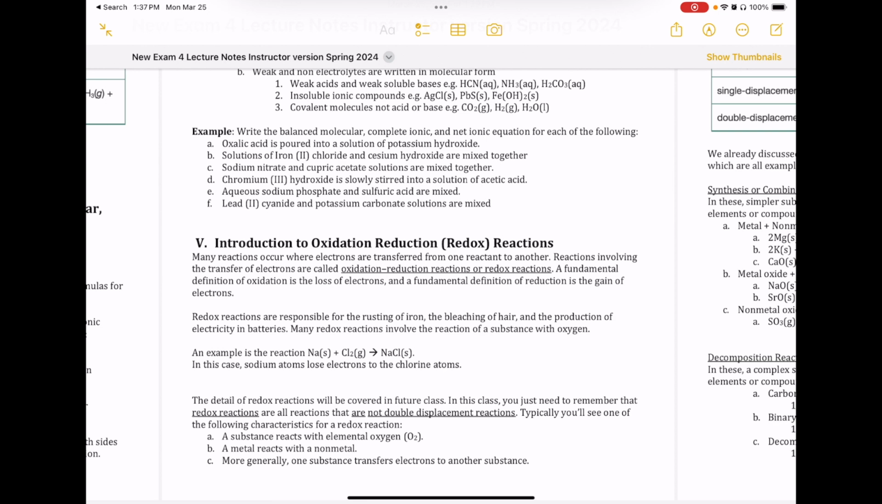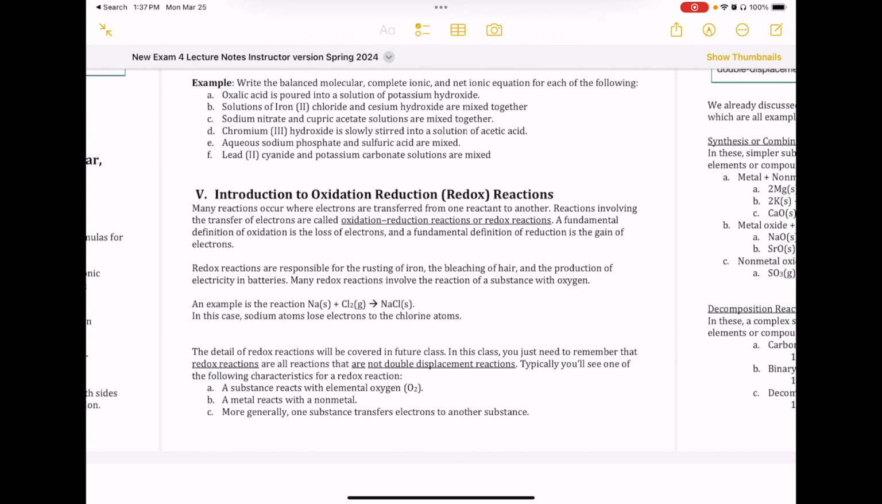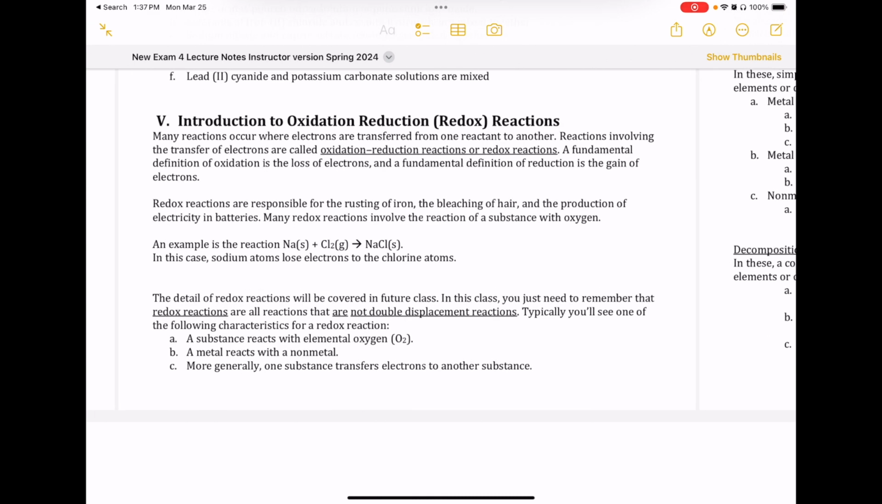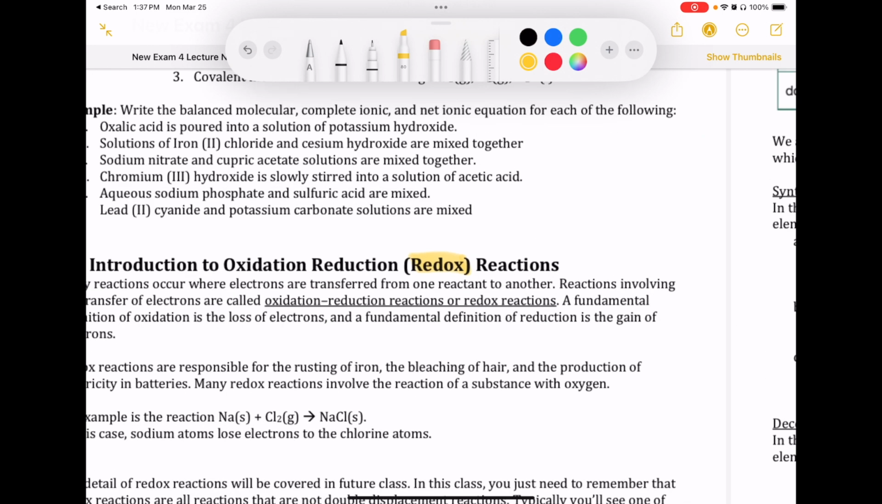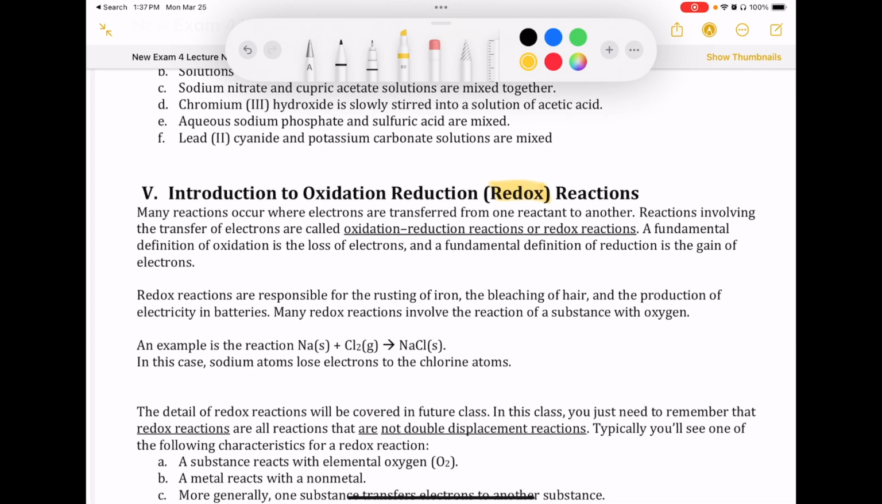Okay, hi everyone. We're going to continue our discussion of types of reactions now with the redox reaction, which is also called oxidation reduction reaction. In fact, that's what redox stands for. The first part of it is the reduction part, and the second part of it is the oxidation part.